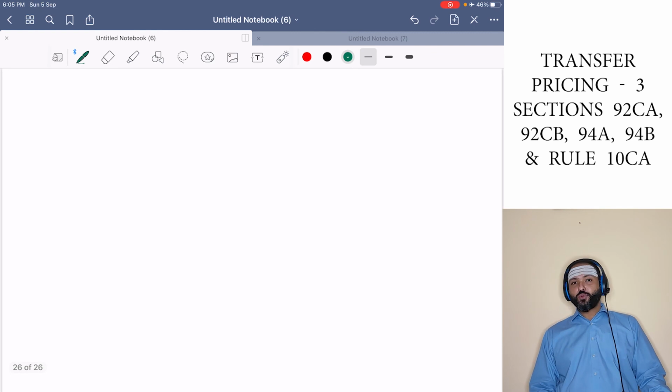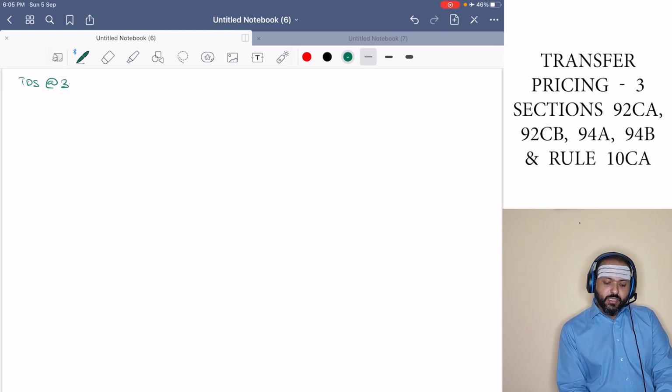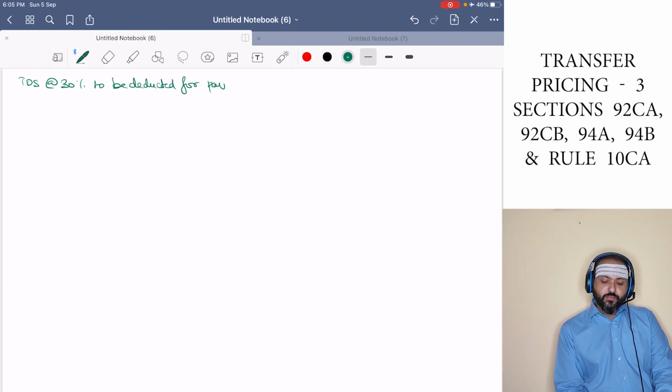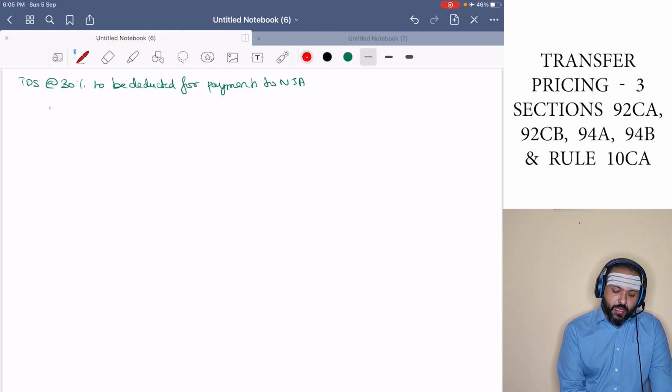Suppose I make a payment. What happens? TDS at 30% to be deducted for payments to NJA. Suppose AIPL, so let us take an example. AIPL makes a payment to X Limited, okay, pays 10 crores.